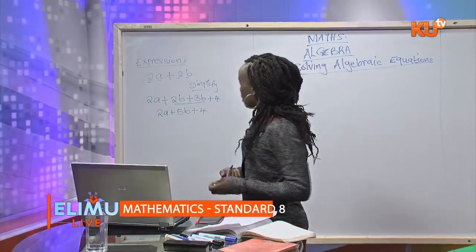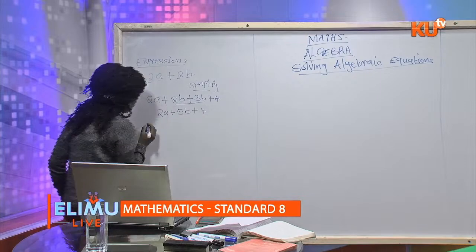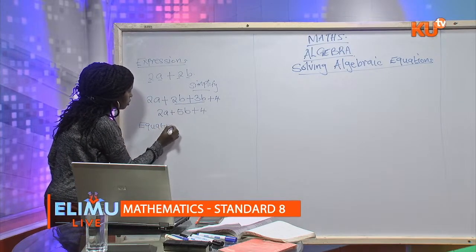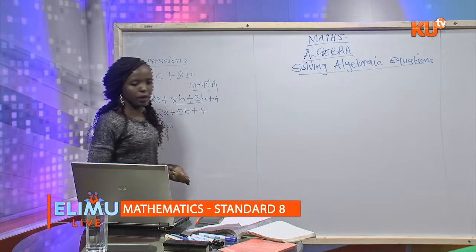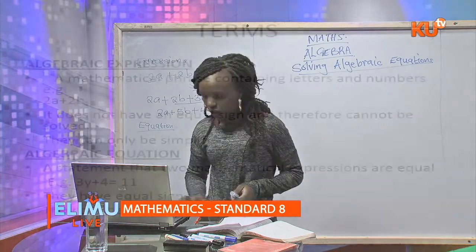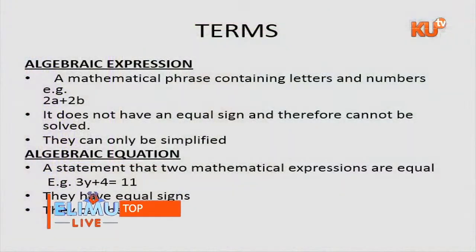Then we look at algebraic equations. So what is an algebraic equation? An algebraic equation is a statement that has two mathematical expressions that are equal. So it's a mathematical statement with two mathematical expressions that are equal.